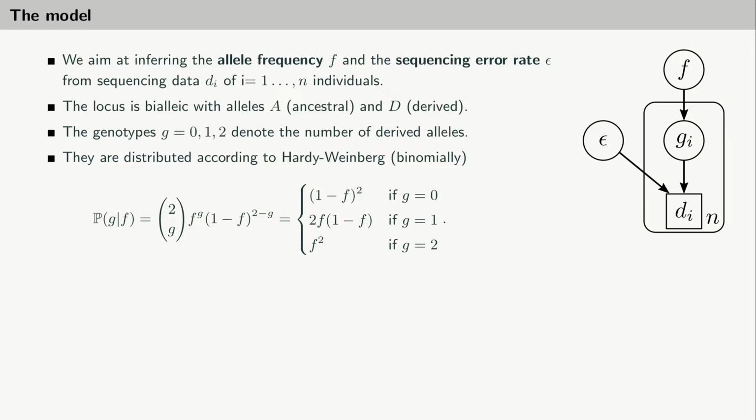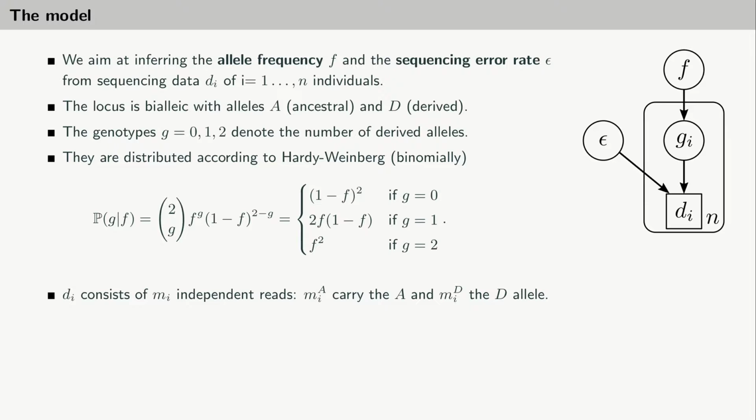We're going to make further the assumption that the genotypes among the individuals shall be distributed according to Hardy-Weinberg equilibrium, that is, binomially distributed. The probability of having an ancestral homozygous genotype is then (1 minus f) squared. The probability of a heterozygous genotype is 2f(1 minus f), and the probability of a homozygous derived genotype is f squared.